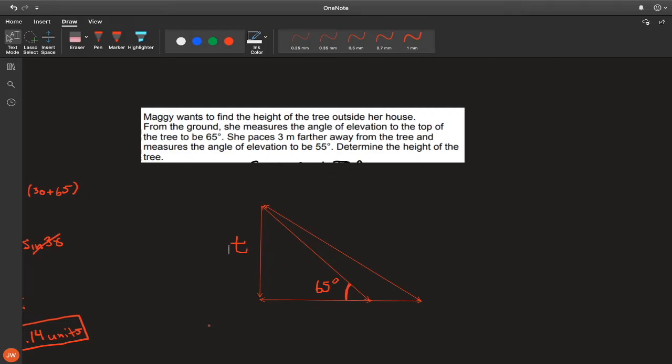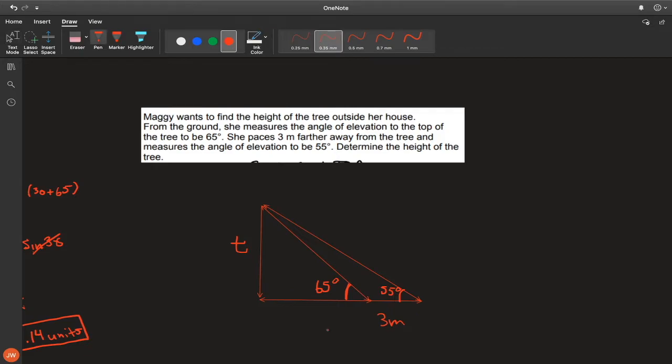Okay? Now, she paces another 3 meters. So from this point, she goes 3 meters, and she determines the angle of elevation here to be slightly smaller, and it's 55 degrees. Alright. And we're going to want to find T. We want to find the height of the tree. So looking at this, we don't have enough information yet to solve for T.